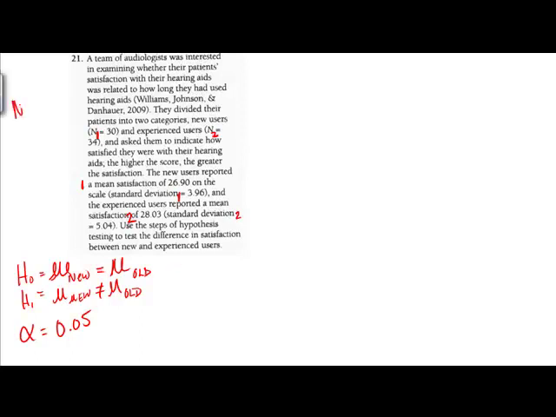N1 is 30, N2 is 34, unequal sizes. Okay, X1 is 26.90, X2 is 20.83. S1 and S2. S1 is 3.96 and S2 is 5.04.